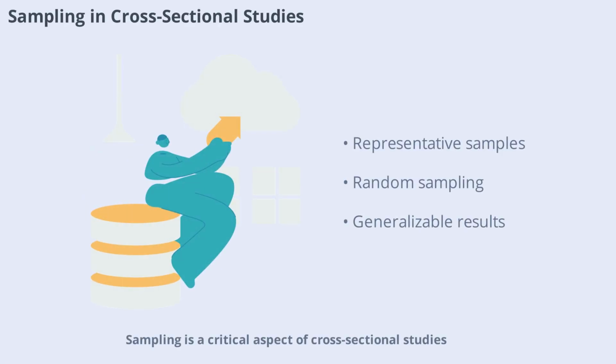Sampling is a critical aspect of cross-sectional studies. Researchers aim to select a representative sample of the population to ensure the results are generalizable. Random sampling is often used to minimize bias. The size and diversity of the sample can greatly influence the study's accuracy and relevance.